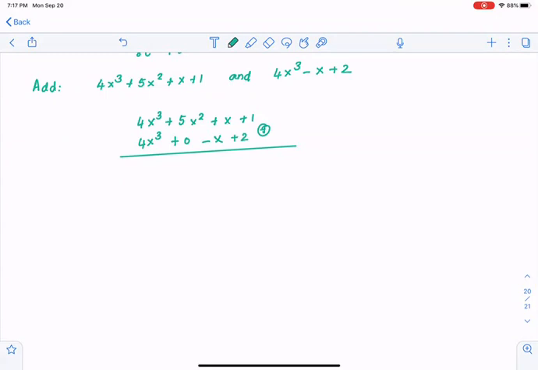So 4x cubed plus 4x cubed is 8x cubed. 5x squared plus 0 is 5x squared. The x and the minus x would get cancelled. And 1 plus 2 is 3.